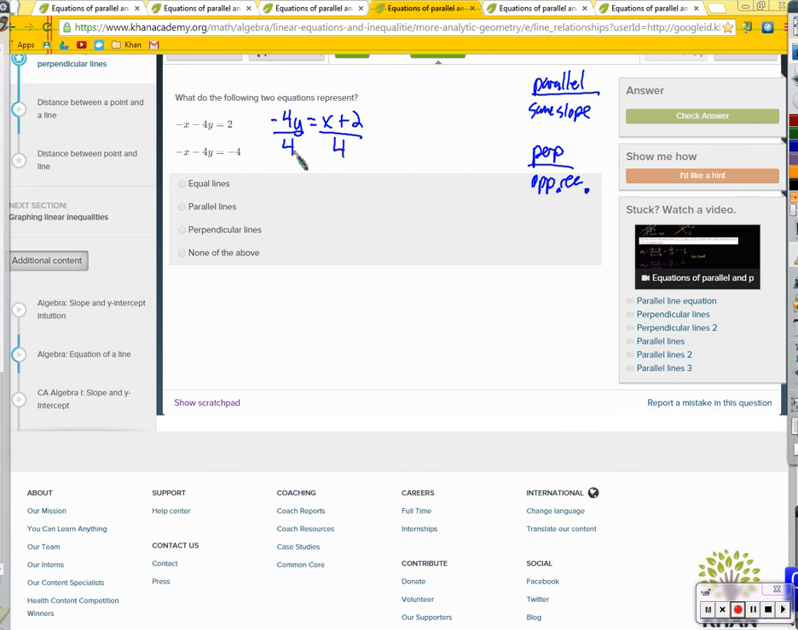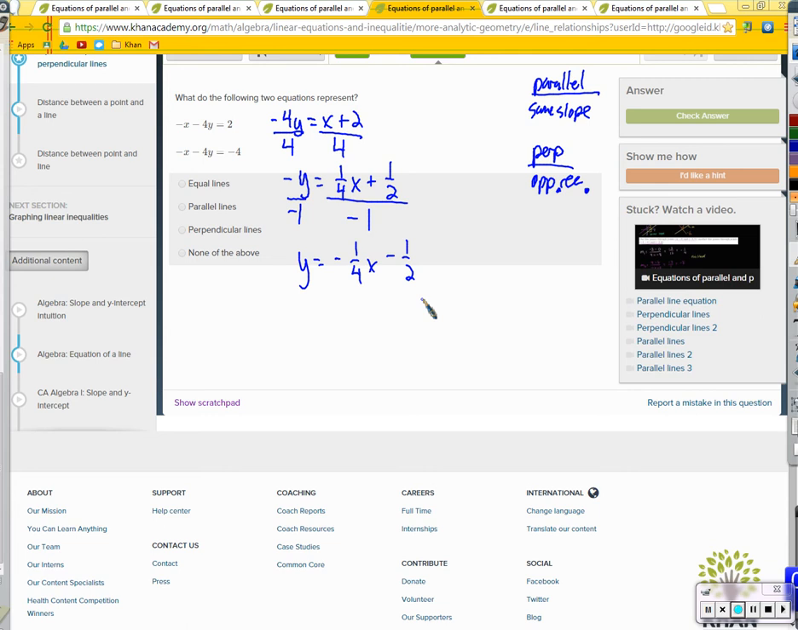What's negative 4 divided by 4? Negative 1. We have to divide both of these things by 4. X divided by 4 is the same as 1/4 x. 2 divided by 4 is 1/2. We're almost there. We don't want negative y equals, we want y equals. Whether we divide by negative 4 up here or at this stage, we just divide by negative 1. It's all the same. Y equals negative 1/4 x minus 1/2.